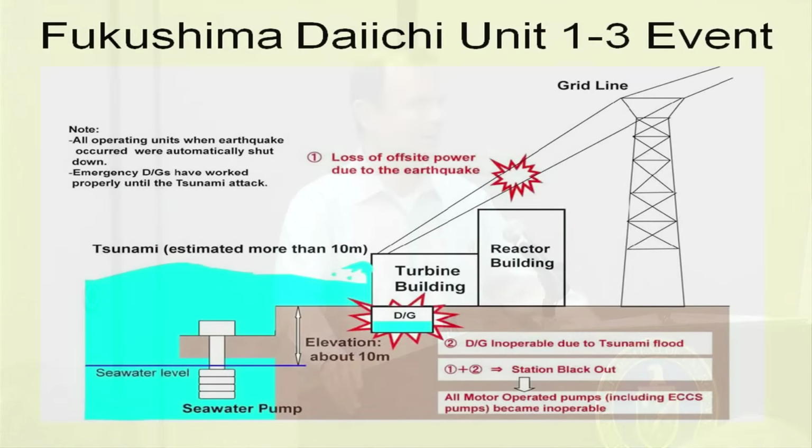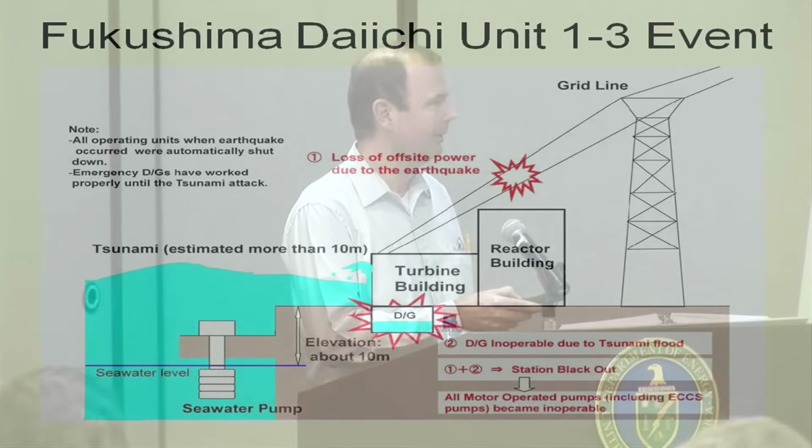So what did that lead to? The first thing that happened is the earthquake itself basically caused the electrical grid to go down. I mean, all over the country, wires came down, switch stations went away, so they lost their external source of electricity. And then the second thing is the tsunami came in and came up and actually ran in between the turbine buildings and the reactor buildings.